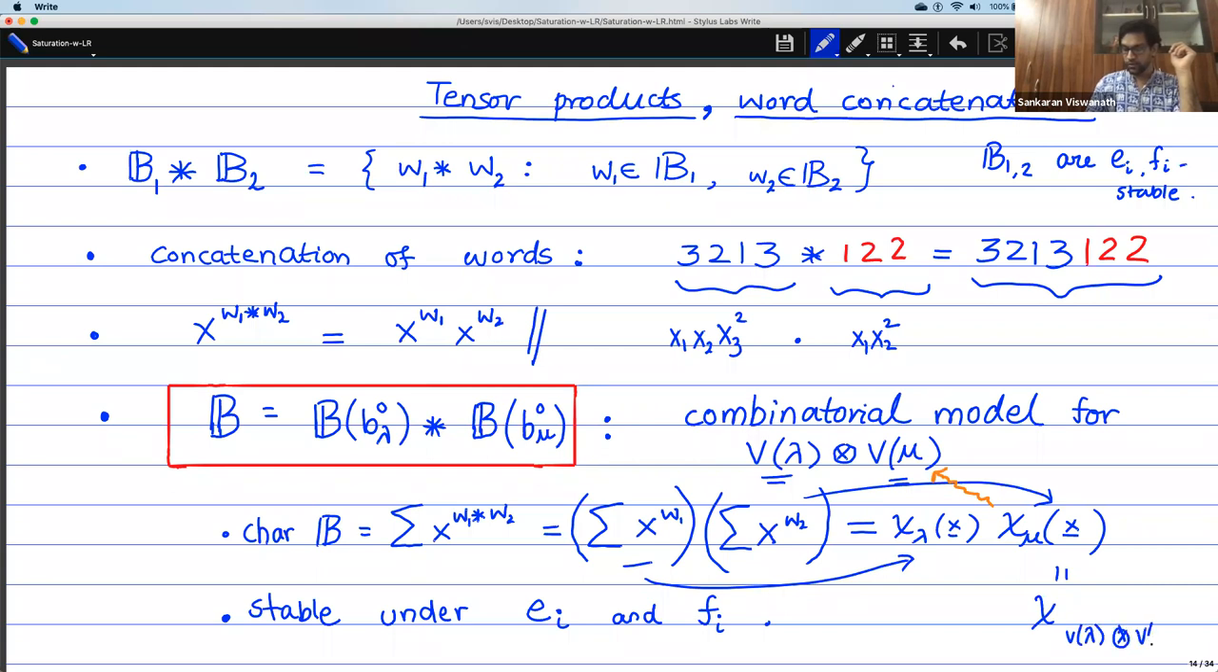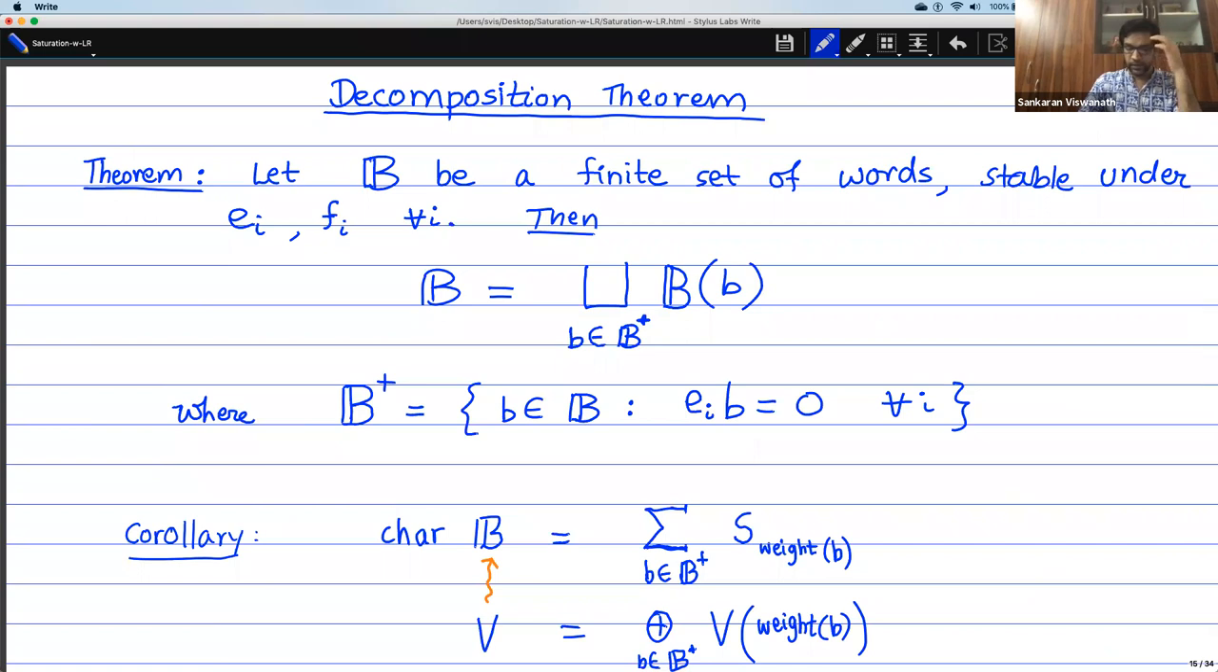Okay, now here's the other fact which requires to be checked, but it's easy to do, that this collection, these concatenations, are still stable under the actions of the E_i's and the F_i's. Okay, so now this new set B forms a combinatorial model for the tensor product. And the decomposition theorem, this is somehow the key step which allows us to compute tensor product multiplicities in a combinatorial fashion.